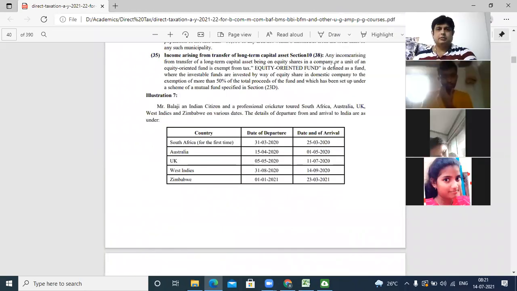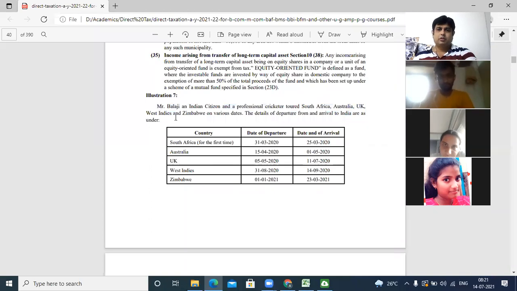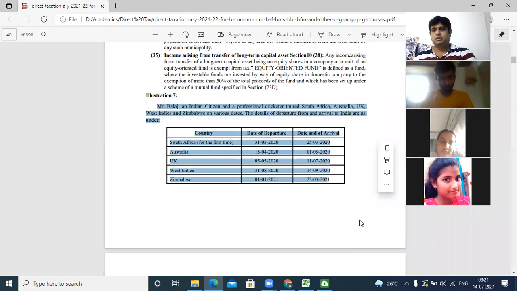Next question goes like this. Mr. Balaji, an Indian citizen, professional cricketer, flew to South Africa, Australia, UK, West Indies, Zimbabwe in various dates. Details of departure from and arrival to India are as under. So date of departure is there, date of arrival is there. Okay? Determine the residential status for the assessment year 21-22. What you will do? What will be your approach?